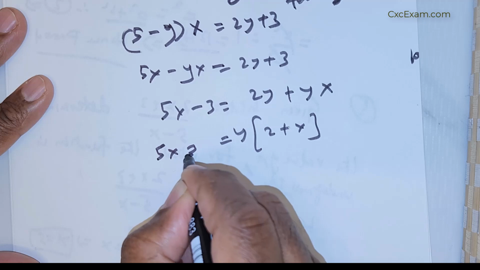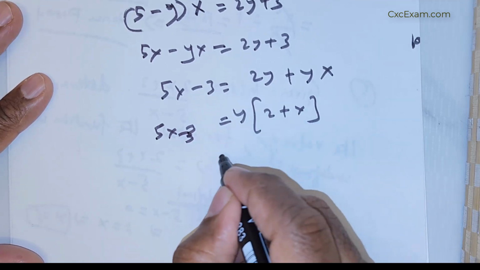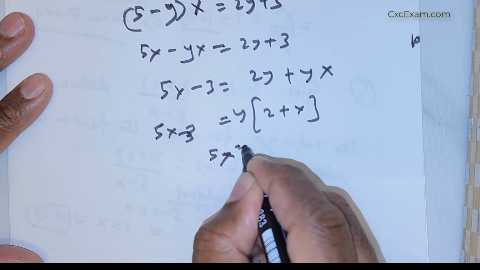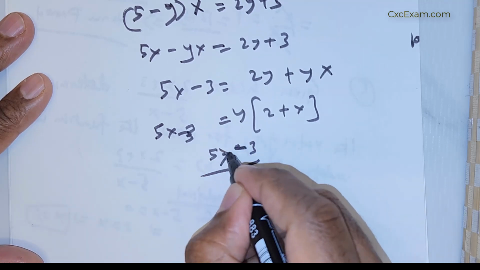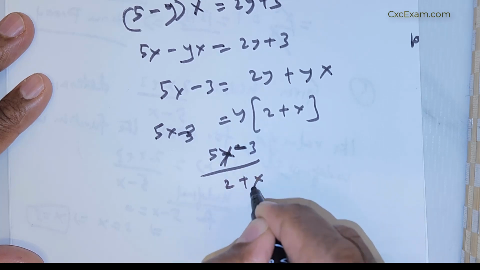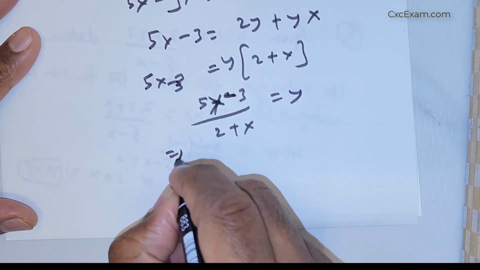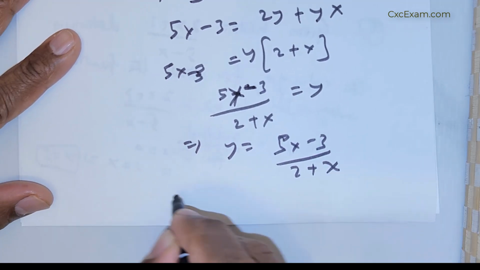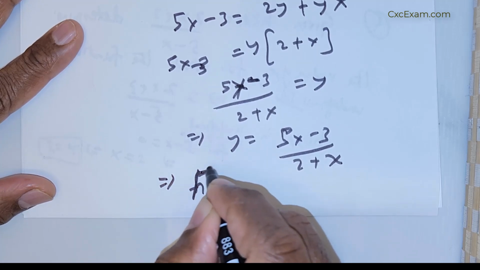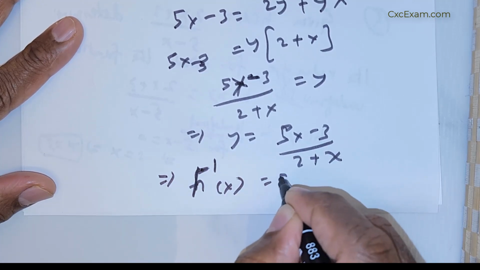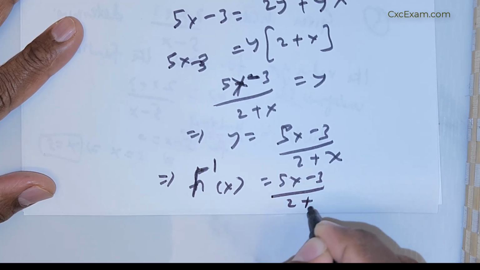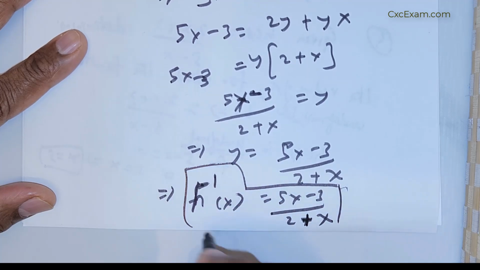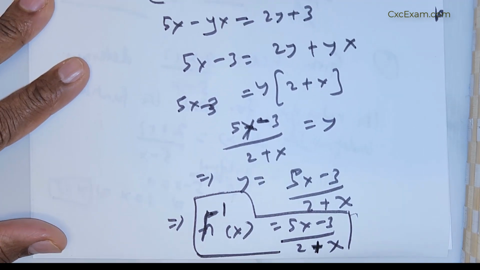Over here it's 5x - 3. We need y, right? So you bring this 2 + x down. So it's going to be 5x - 3 divided by 2 + x is equal to y. So this means y is equal to (5x - 3) over (2 + x), which in turn means h inverse of x is equal to (5x - 3) over (2 + x). Okay, so this is the final solution for this question.